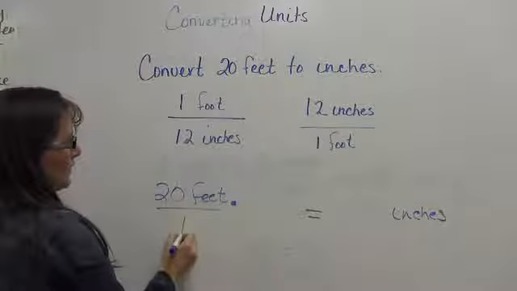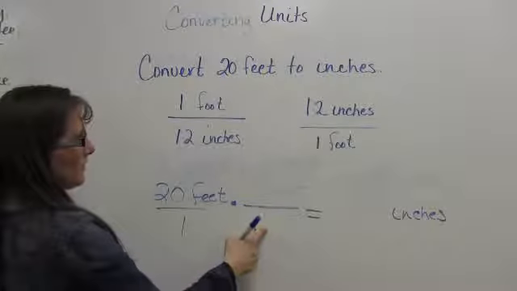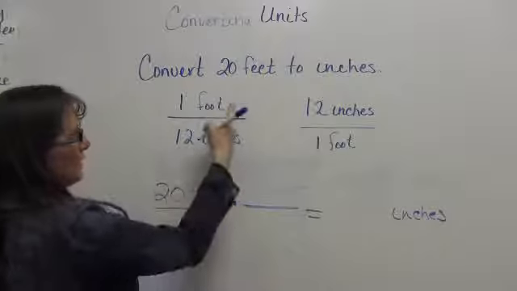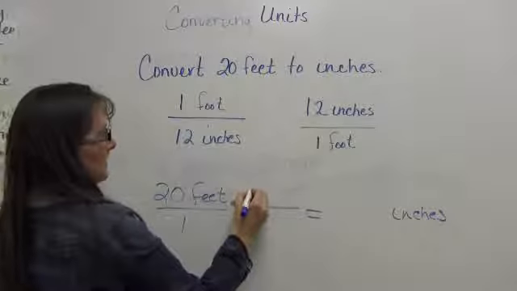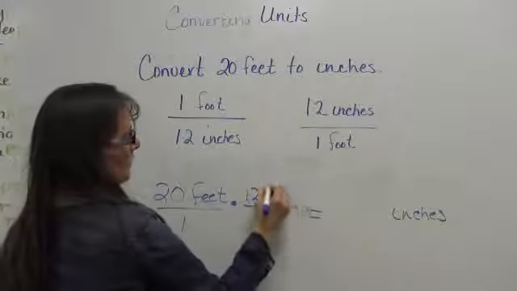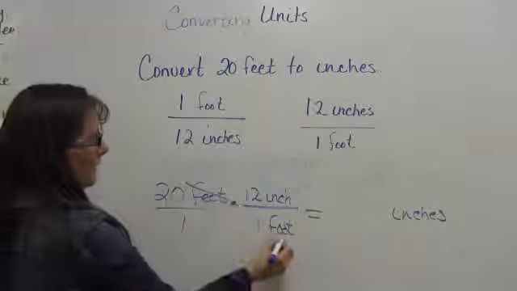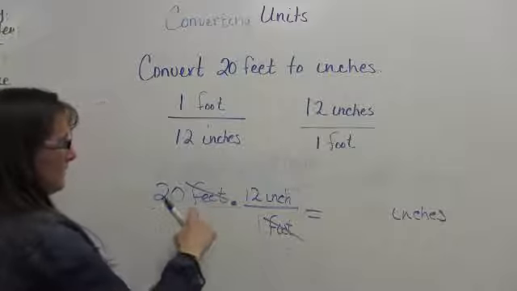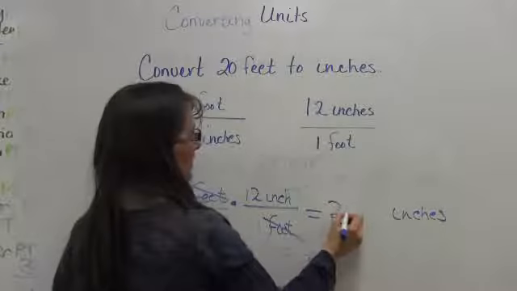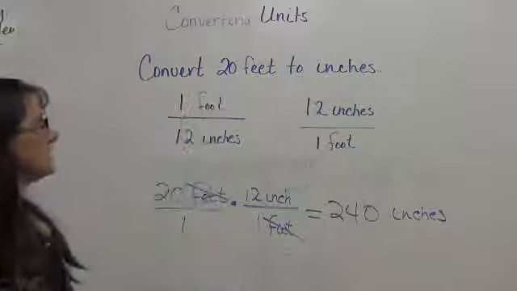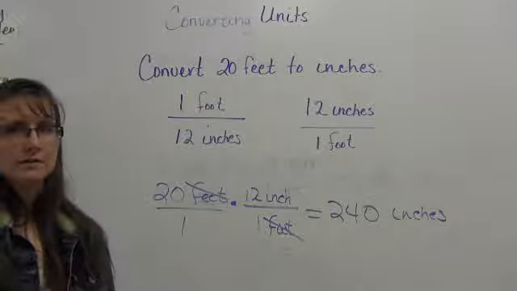Since I have feet in my numerator here, that means I need feet in my denominator here so that they'll cancel out. Notice this one has feet in the denominator. So that means I will use this one. I will put 12 inches over 1 foot. Again, my feet are going to cancel out, and that leaves me with 20 times 12 inches, which is 240 inches. 20 feet is the same thing as 240 inches.